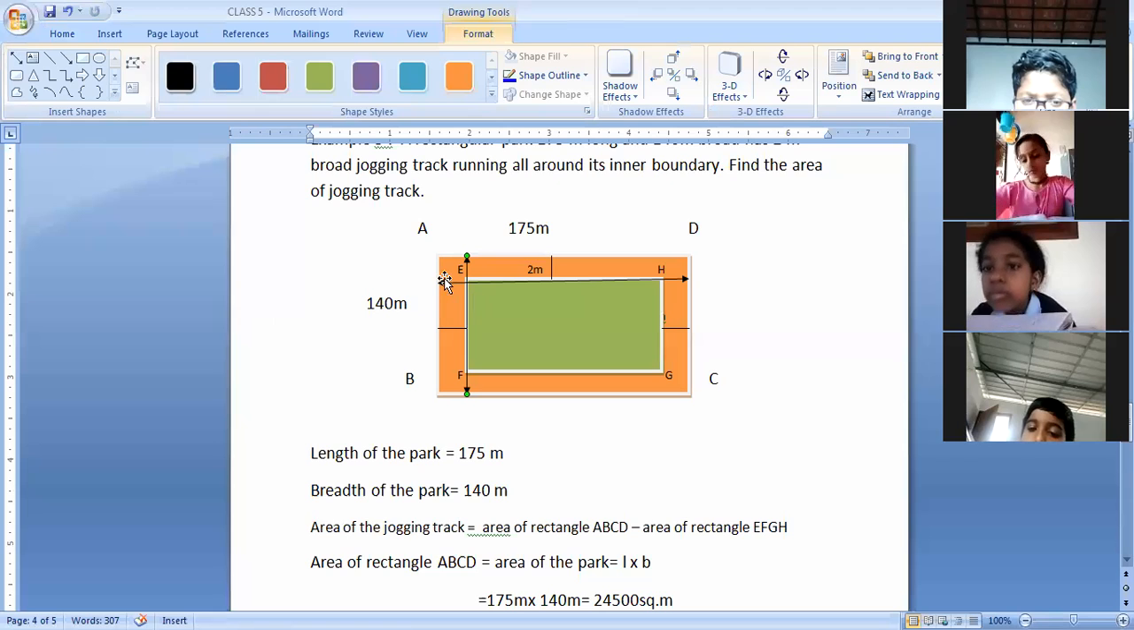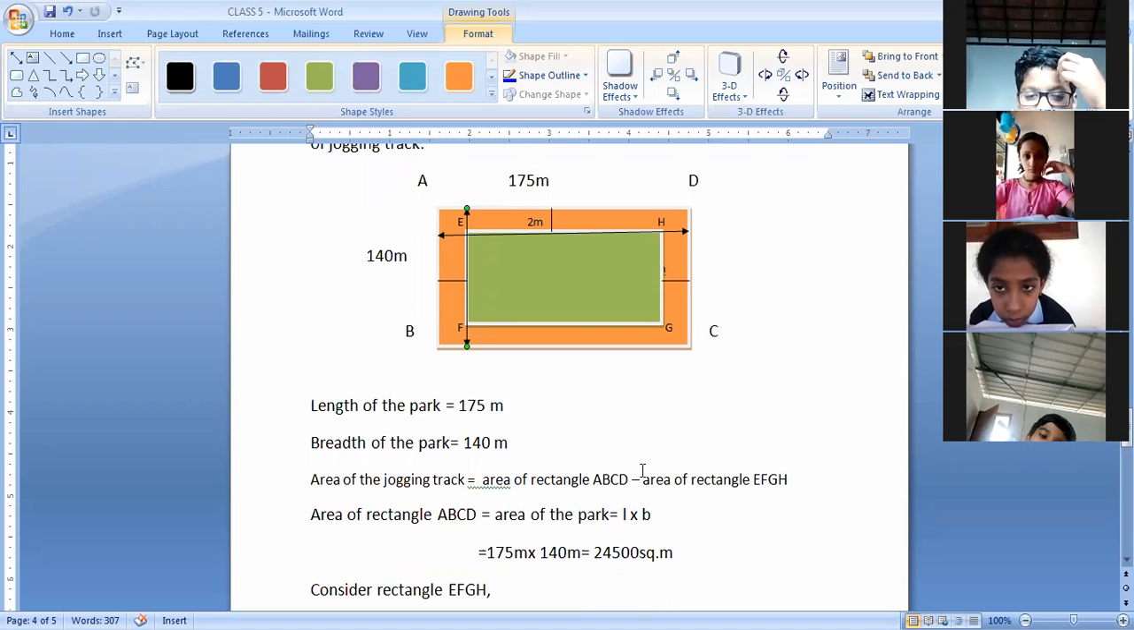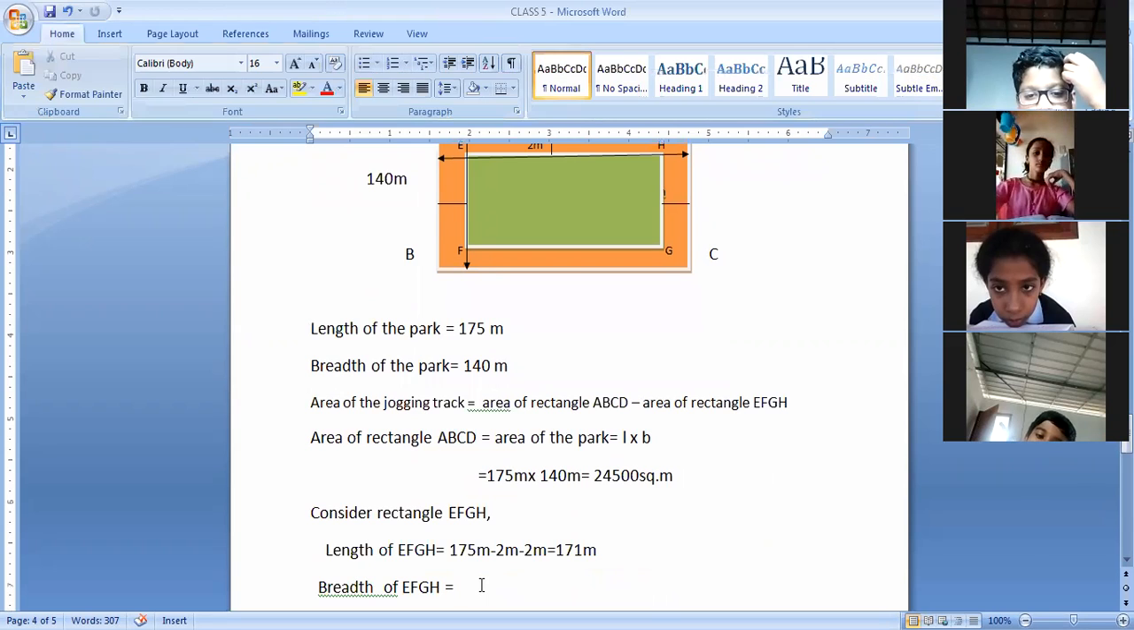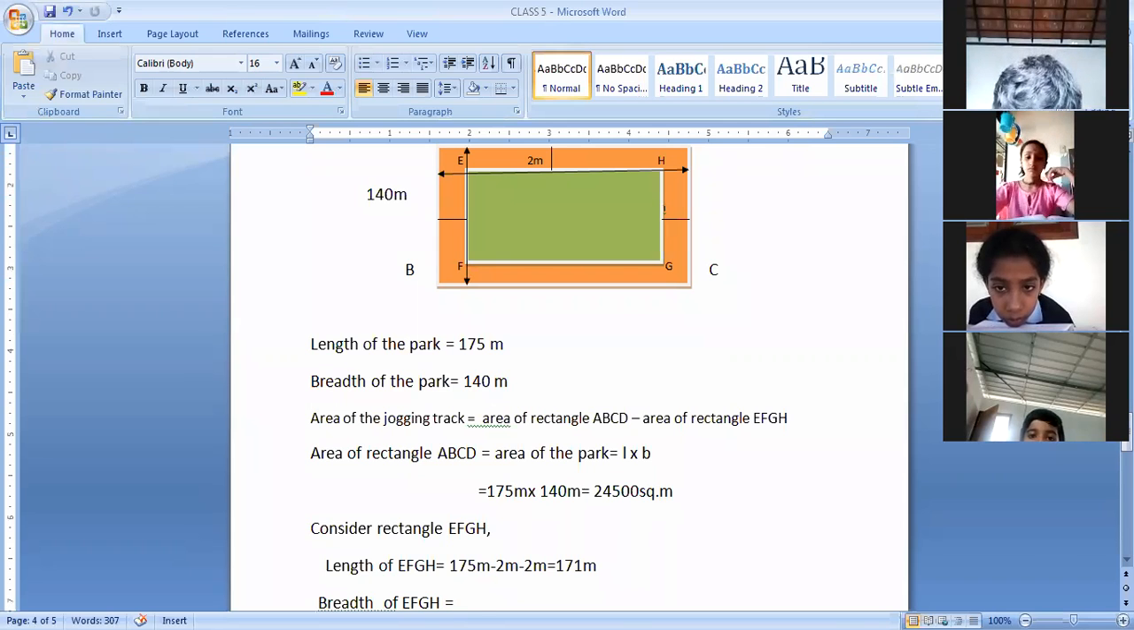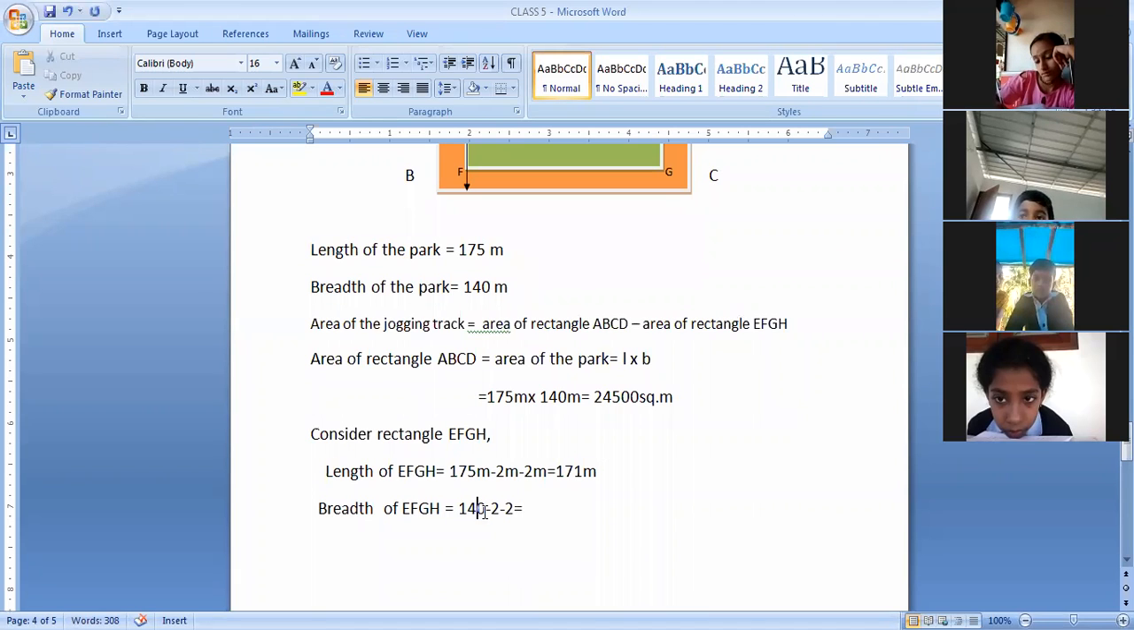But we only need the length of the line EF. Only this much of portion we need, EF. So we don't need this portion and this portion. What is the length of those portions? Each of them is 2 meter. So how can we find the breadth of that line EF? 140 minus 2 minus 2. Very good. 140 meter minus 2 meter minus 2 meter.